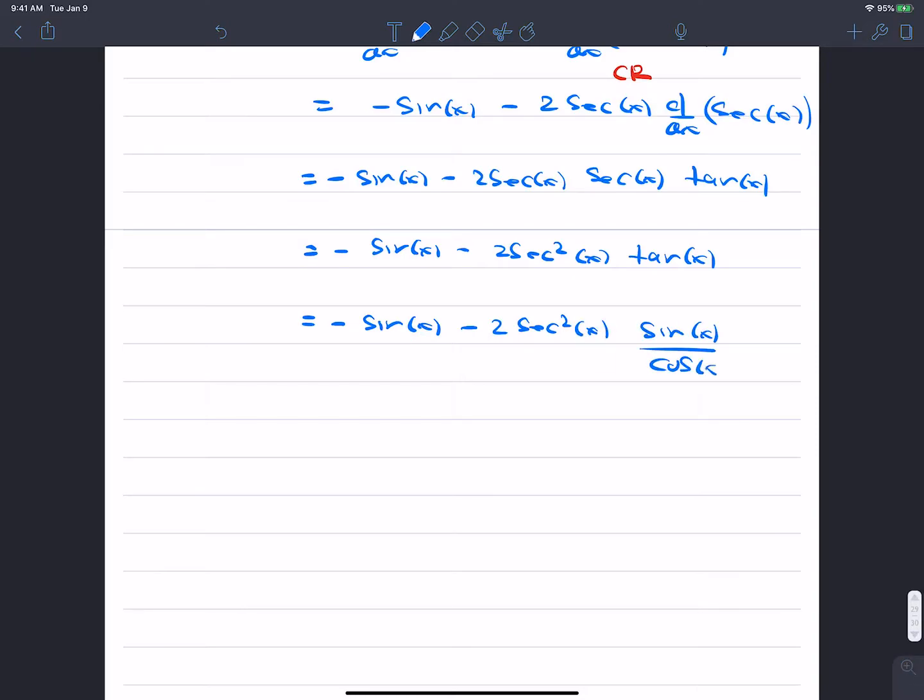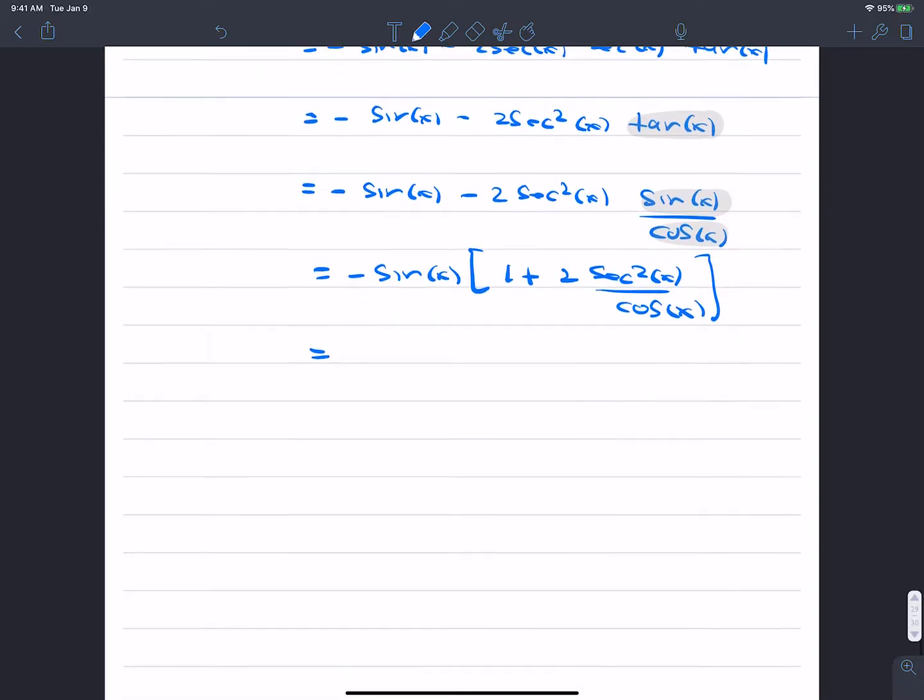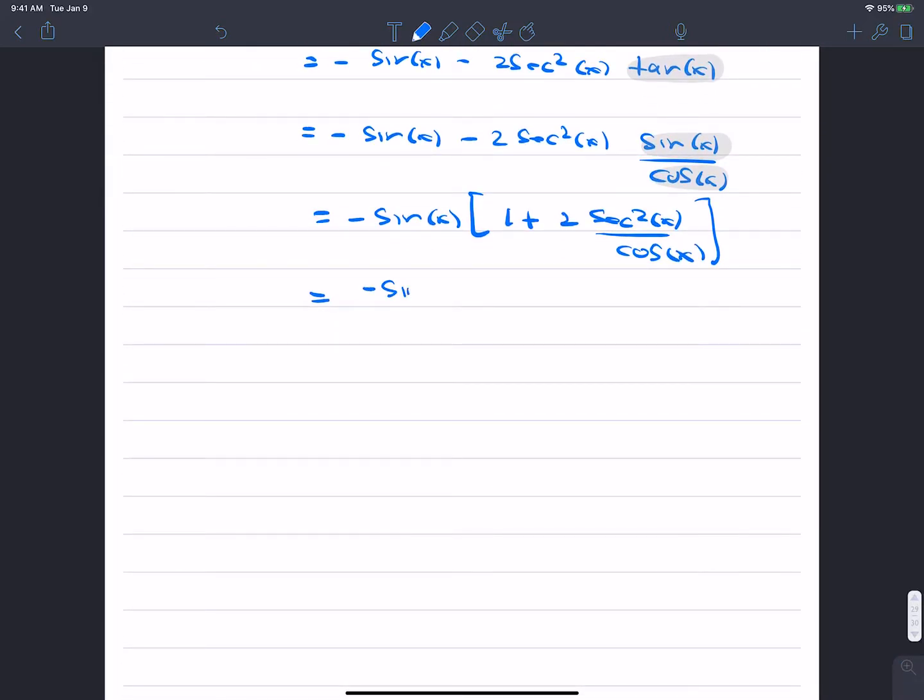Sine over cosine, right over here. So use your identity for tangent. Tangent is sine over what? Yep. So we get minus sine. If I factor out minus sine now, I'll get 1 plus 2, what is that? Secant squared over cosine. And that's factoring out the minus sign, so I get minus sine times 1 plus secant cubed. Now you might say, how did you get the secant cubed?